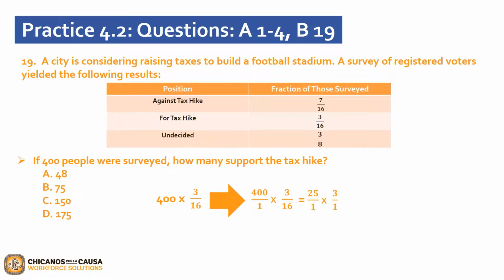So now we can just multiply across the board. If we have 25 times 3, that gives us 75. 75 over 1 is really just another way to say 75. Therefore, our final answer is actually B, 75.